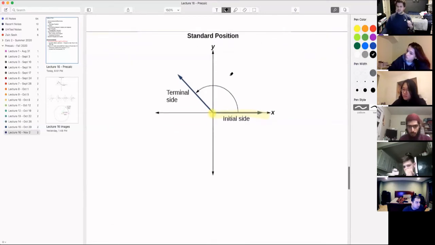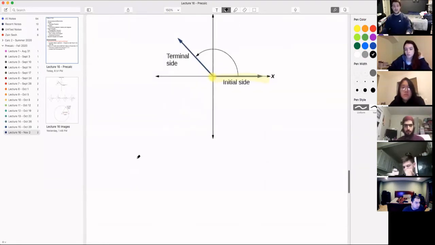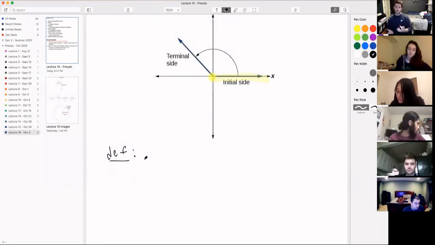Okay, good. So now we're going to talk quickly about what it means for an angle to be positive or for an angle to be negative. All right, so another definition. I know that there are a lot of definitions here. It's because we need to set up the groundwork for our computations.